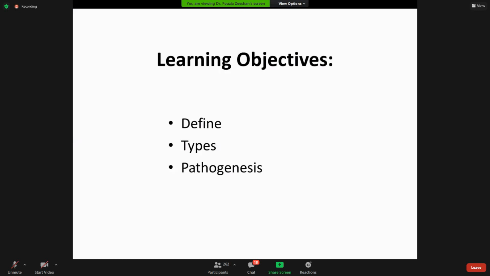Inflammation, basically, is the response of our body towards any injury, towards any harm that the body faces in terms of any trauma, in terms of any accident, or in terms of any infection. So the reaction of our body is known as inflammation.